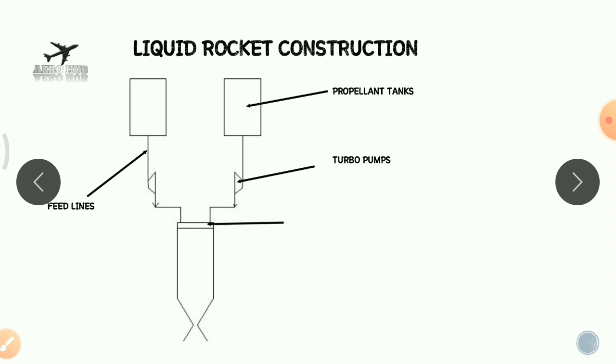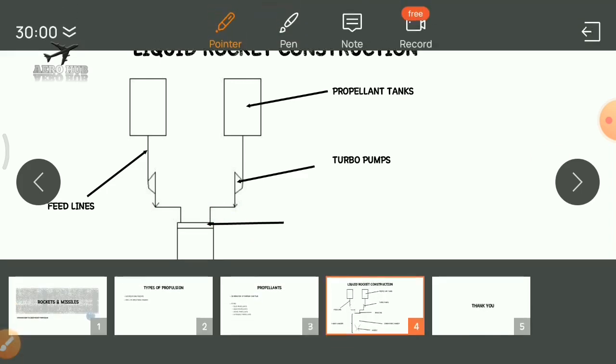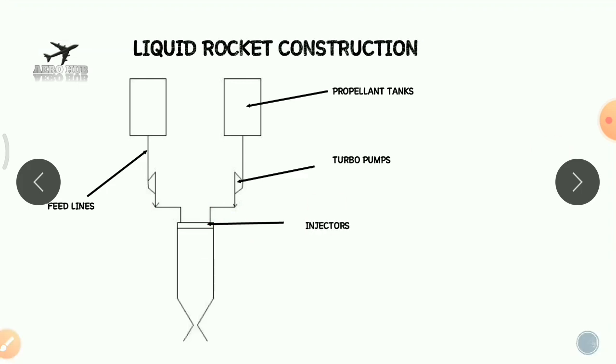You can see here this part of the rocket is called the injectors. Injectors are mainly used to meter the propellant flow to the combustion chamber. They convert the liquid form of fuel as well as oxidizer into tiny droplets, which is called atomization. I repeat, injectors will convert the liquid into tiny droplets and it is also called atomization.